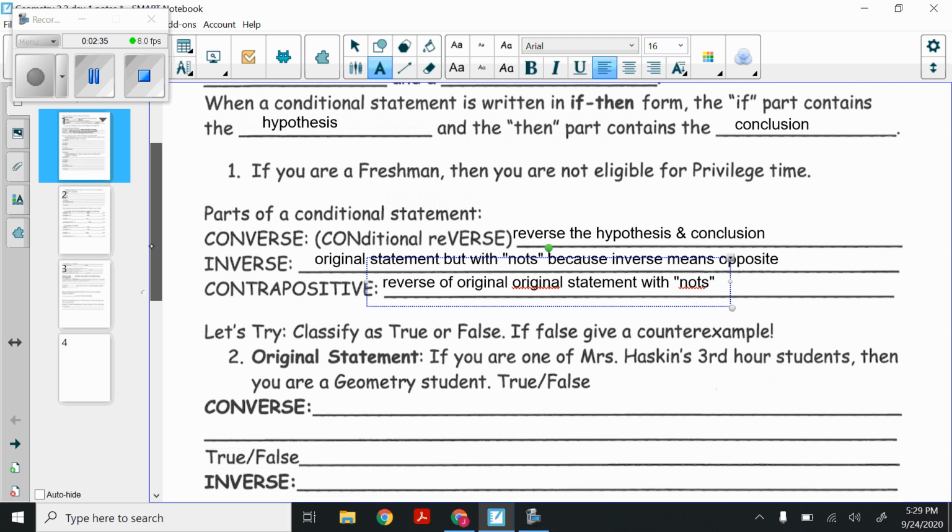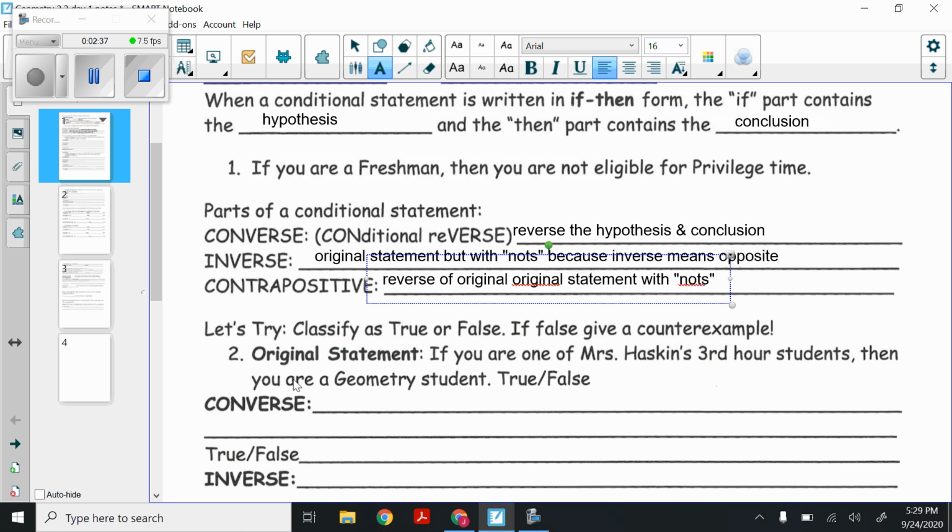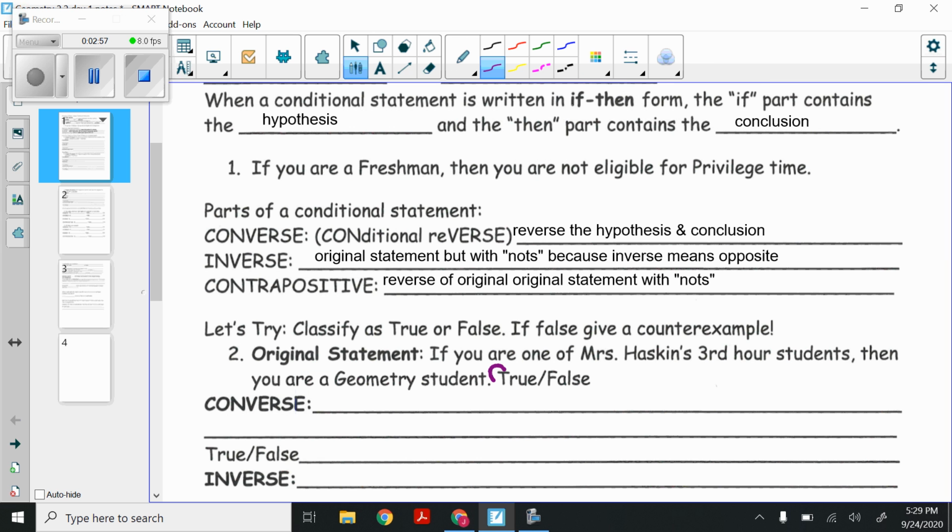So let's look at an example of that. Okay. So it says, let's try to classify this as true or false. If false, we have to give a counterexample. So the original statement: if you're one of Ms. Haskins' third-hour students, then you're a geometry student. Is that true or false? Okay. Well, this is true. So let me see if it will let me circle this. So this is true. Okay.